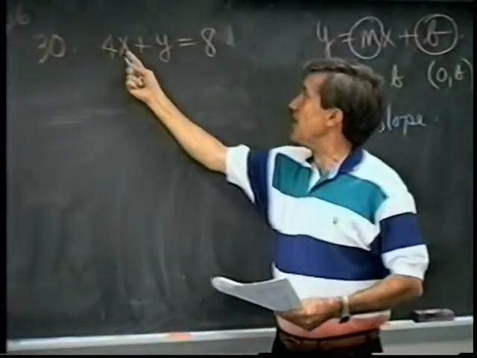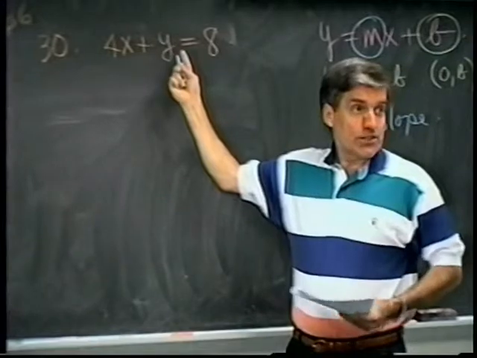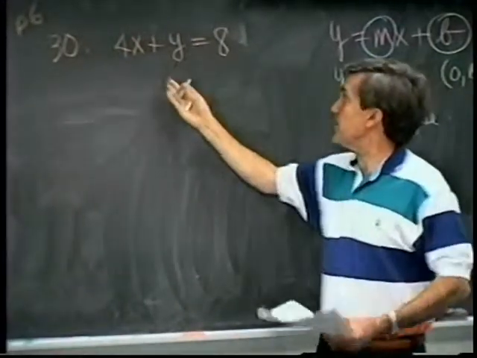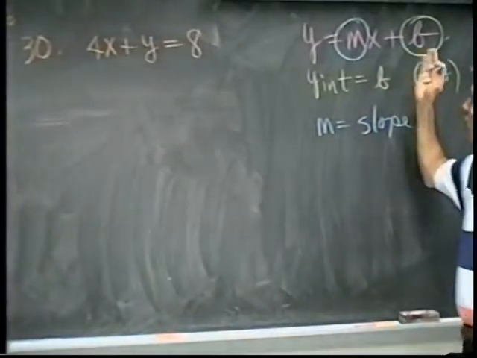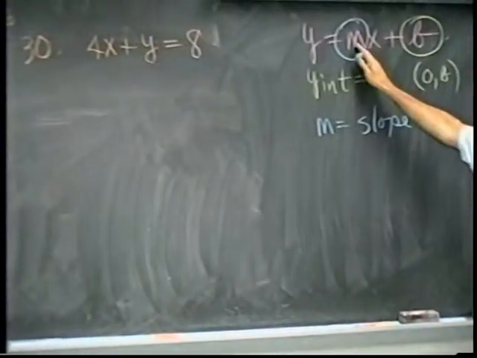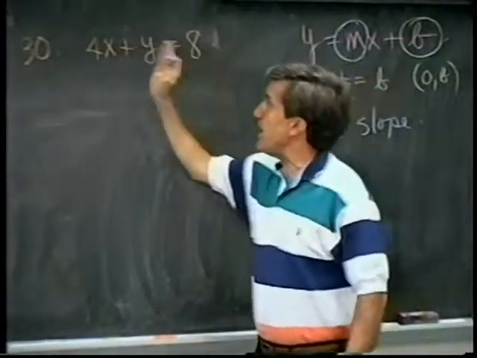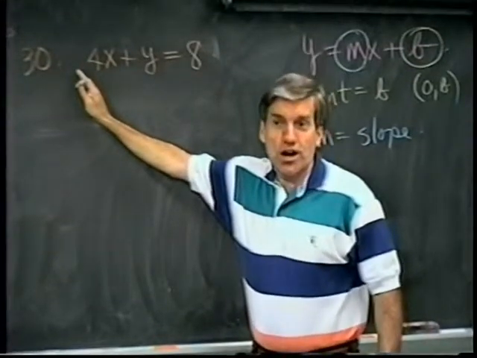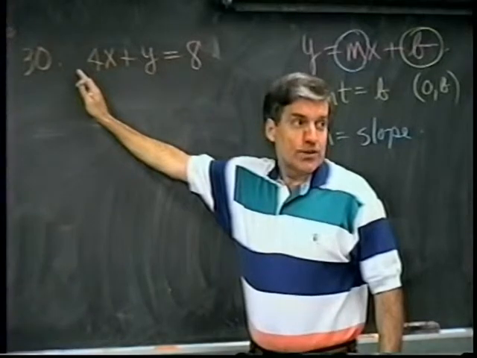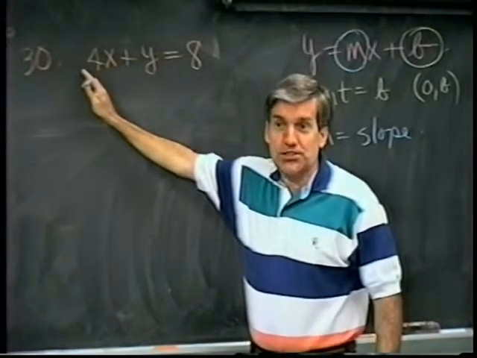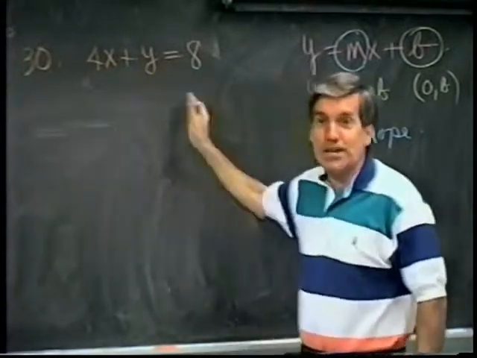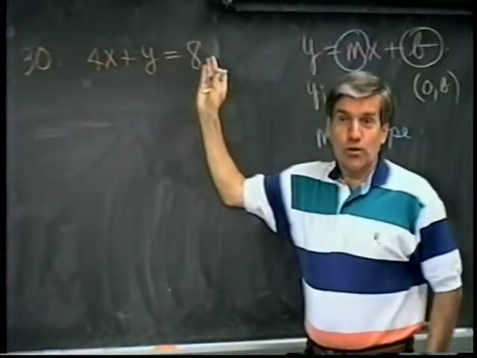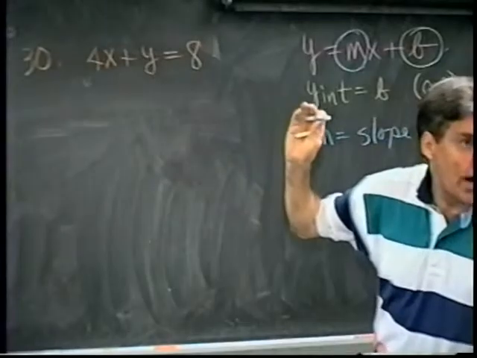Now somebody gives you a problem that looks like this. This doesn't look like that, does it? This doesn't say y equals. And what's the slope? Somebody's going to say the slope is the coefficient of x, which is 4 here, which is wrong. You can't tell what the slope is until you get it y equals. What would you have to do to get y equals?